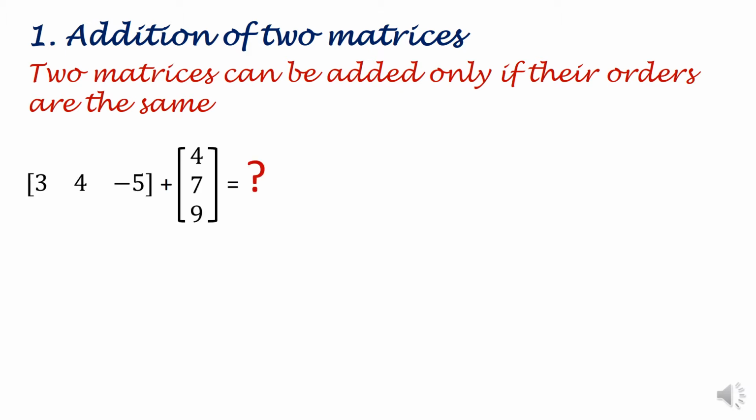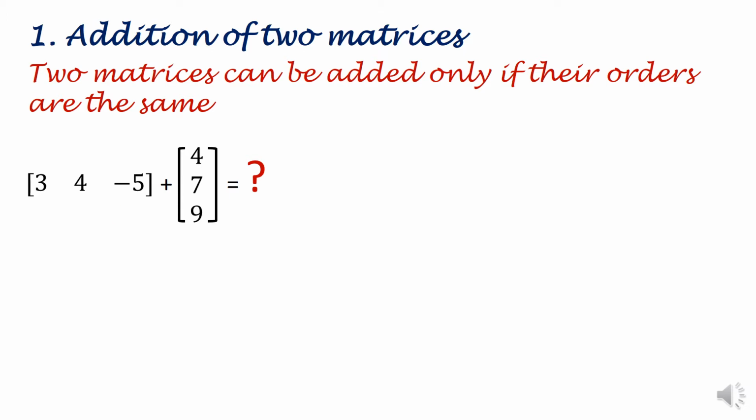Suppose we are given two matrices like this. The first matrix contains a single row. The second matrix, as you can see, contains a single column. Can we add these two matrices together? Consider the order of these matrices. The first matrix contains one row and three columns.